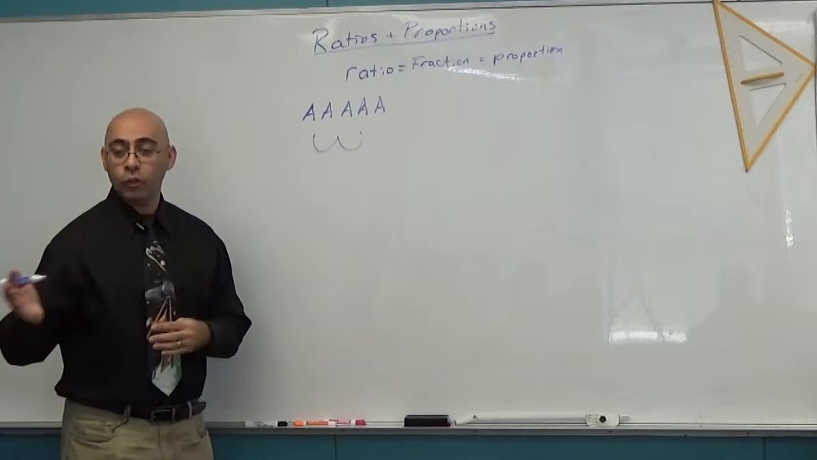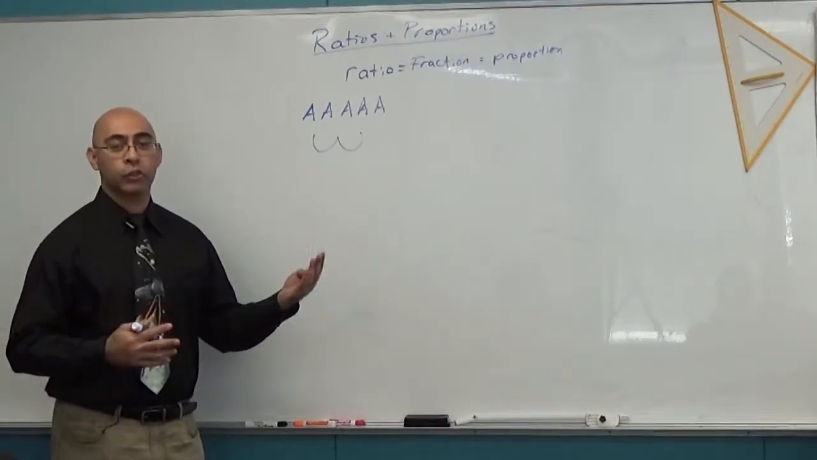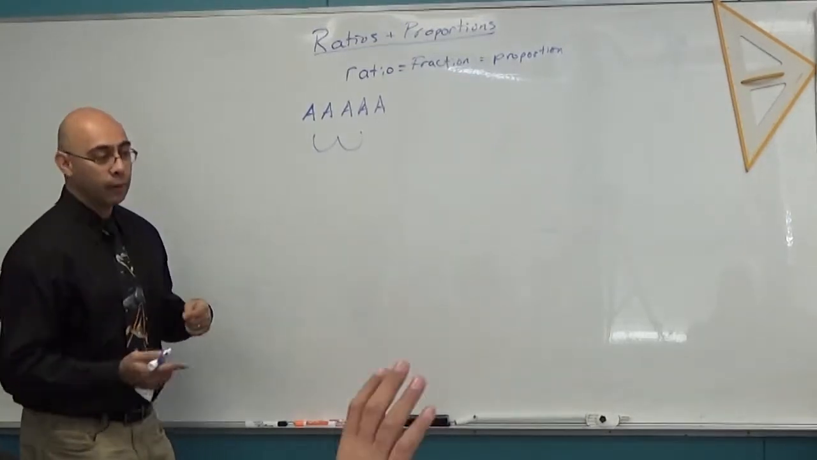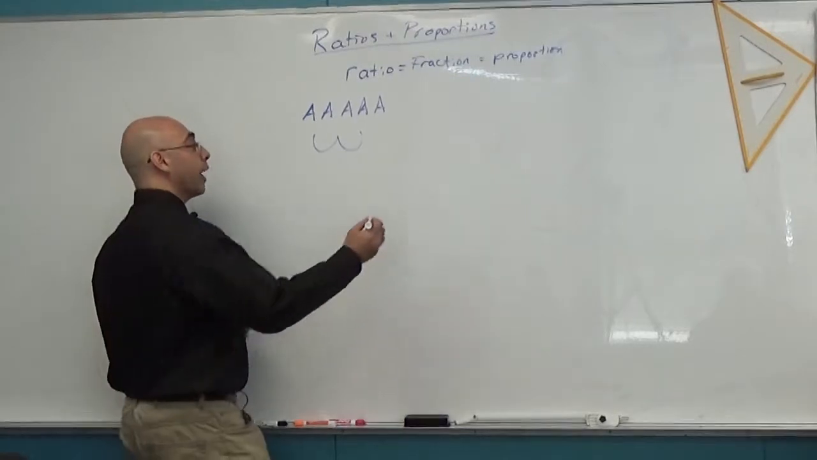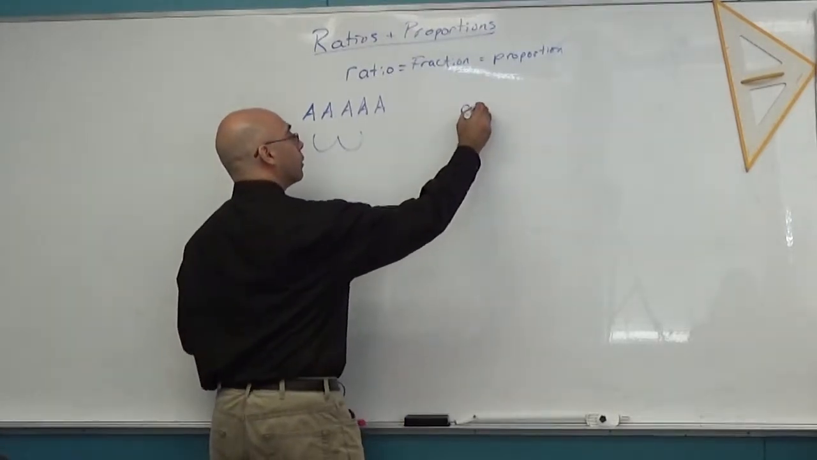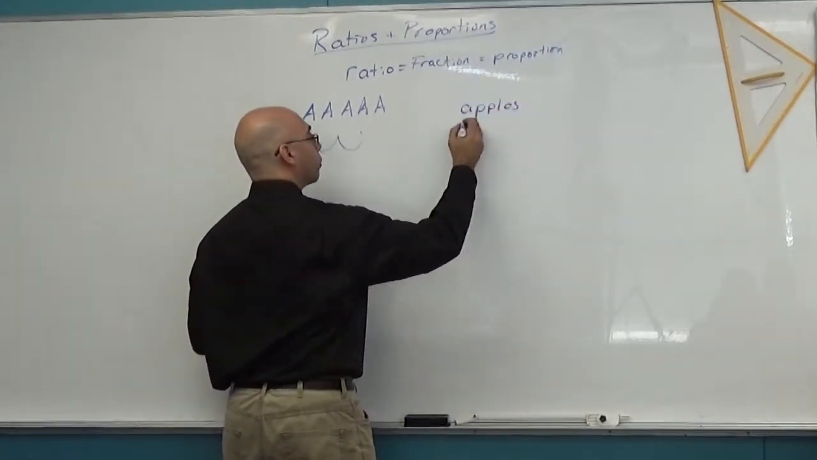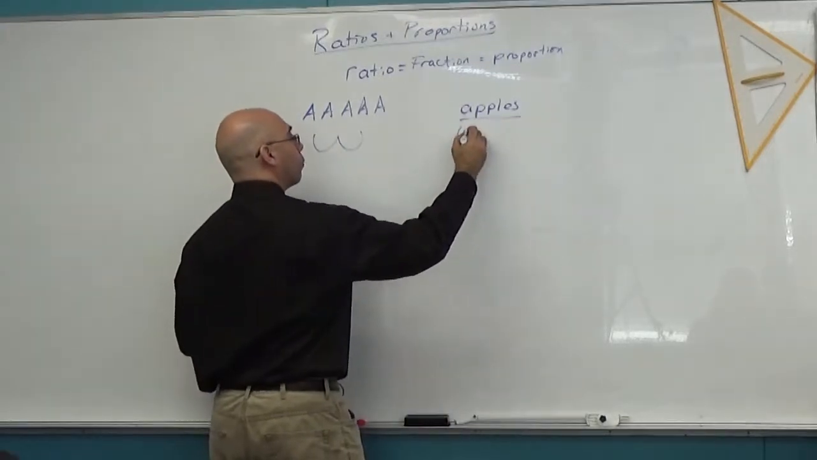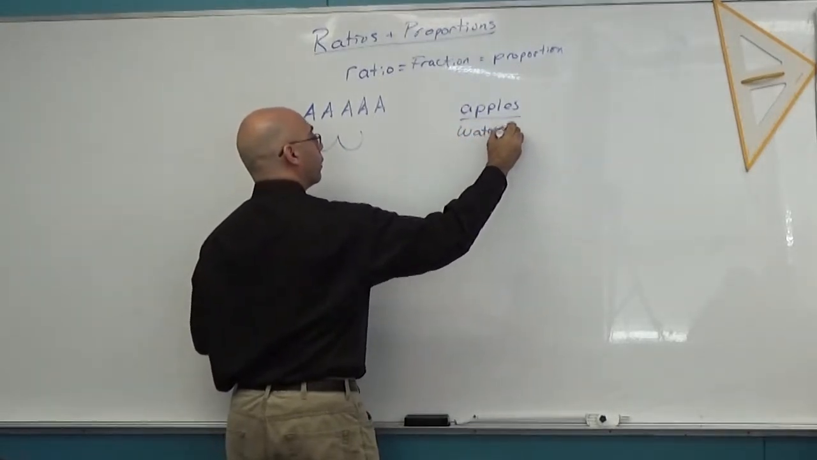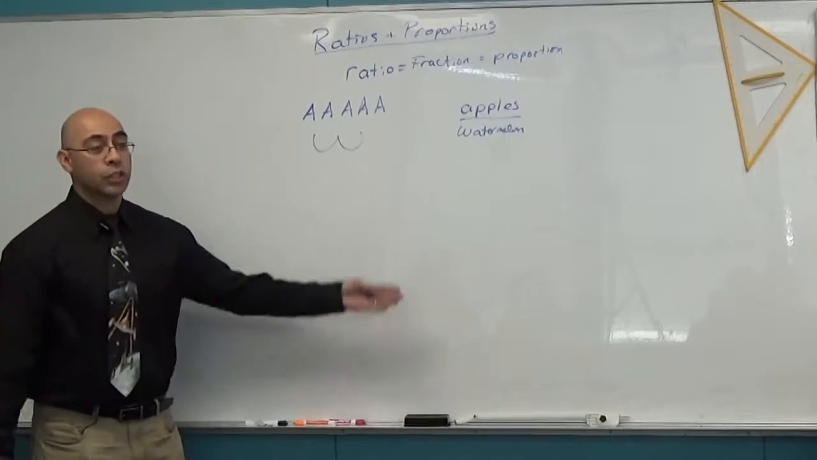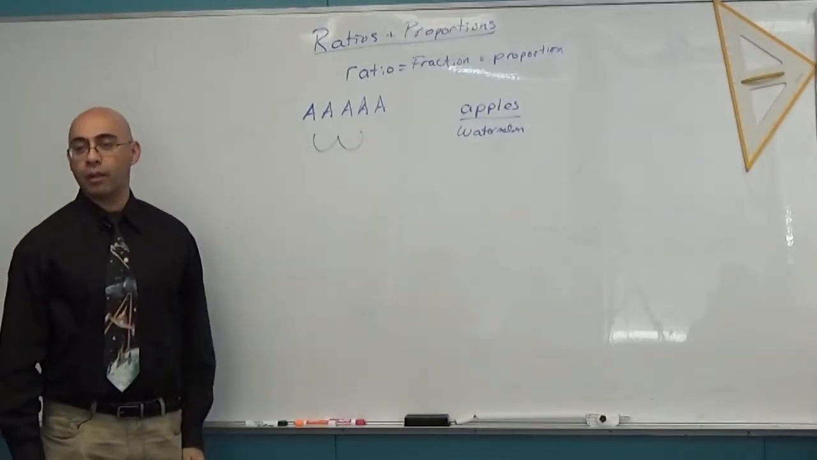Now, if you look at the question, what are they asking for? The ratio of what to what? Apples to what? So what is the first thing they ask for? Apples. So they want apples. What is the second thing they want? Watermelon. Now, all you got to do is just fill in the numbers for apples and watermelons.